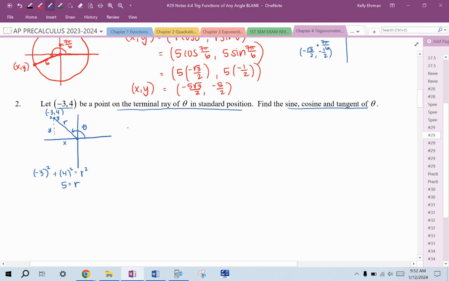Okay, so with that said, find the sine of theta. Well, sine of theta is y over r. And now I have both of those values. Y is 4 and r is 5. And find the cosine of theta. X over r is negative 3 over 5. And tangent of theta is y over x, and that is 4 over negative 3, or you could say negative 4/3.